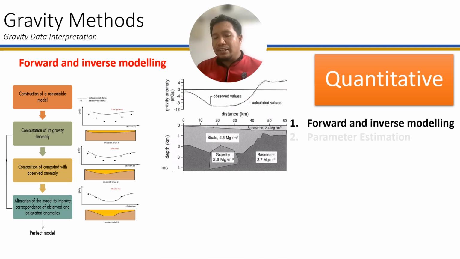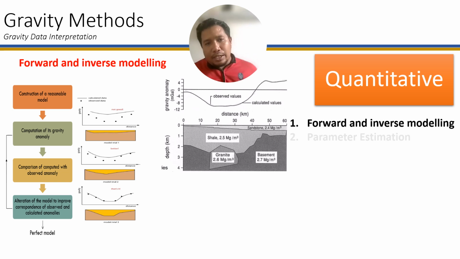Forward modeling is creating a theoretical gravity model based on assumed subsurface structures and comparing it with the observed data. So we have calculated data and observed data. We will explain later. And then inverse modeling is using observed gravity data to infer the distribution of subsurface density, and it is often done through iterative computational algorithms.